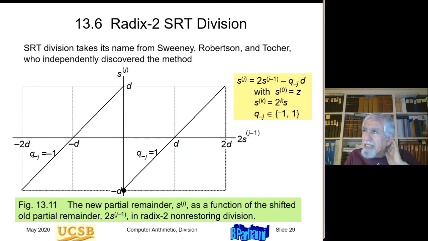Okay, this last section basically of the chapter prepares us for what will come in subsequent chapters. It's a method known as SRT division. So this diagram basically is a way of representing non-restoring division. Basically, we keep the partial remainder in the range minus d to d.